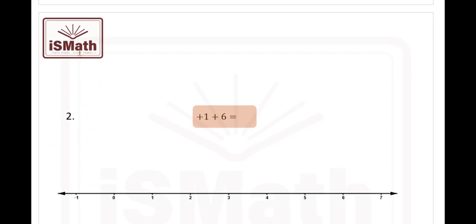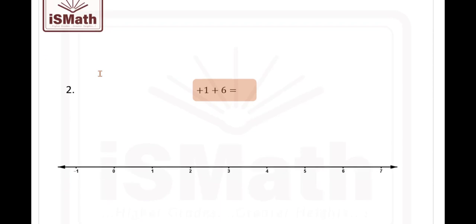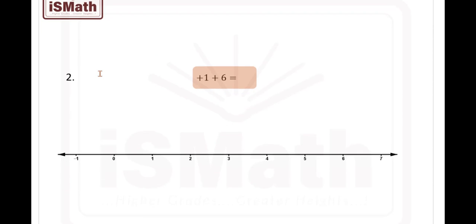This one says +1 +6. So we're going to start at +1, but I'm going to be heading towards the right again because of this add 6. This plus is a directional movement. Starting from +1, I'm going to move towards the right again, but 6 times this time.